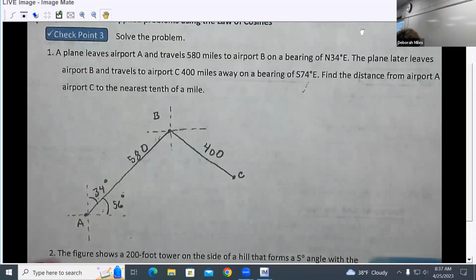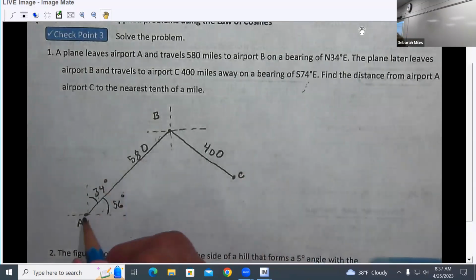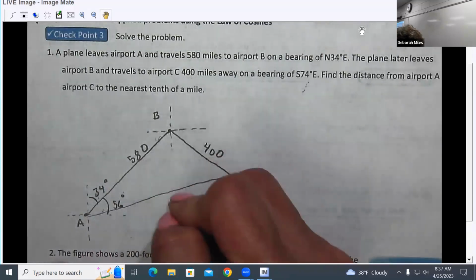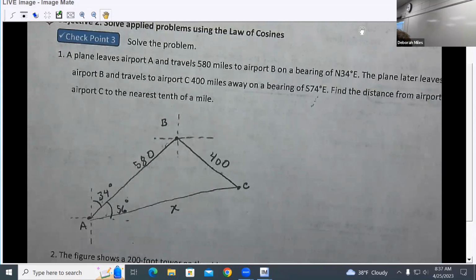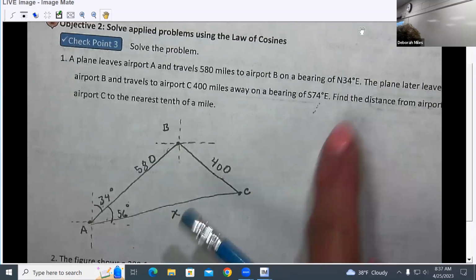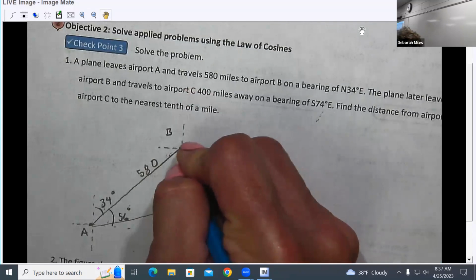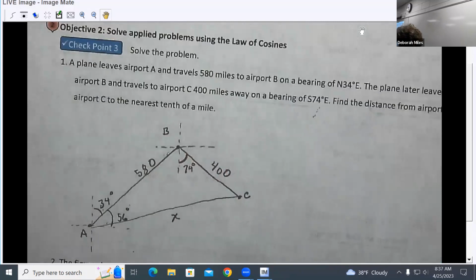That made sense so far? Did you stay one step ahead of me? Good. We're trying to find the distance from airport A to airport C. So this is what we're trying to find. I'll call it X. I forgot to label my 74 degrees. Do you see where that 74 degrees should be? Right here. 74 degrees east of south.